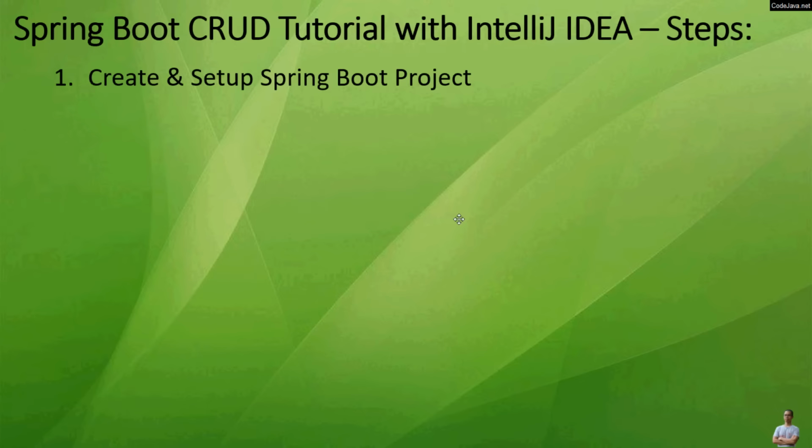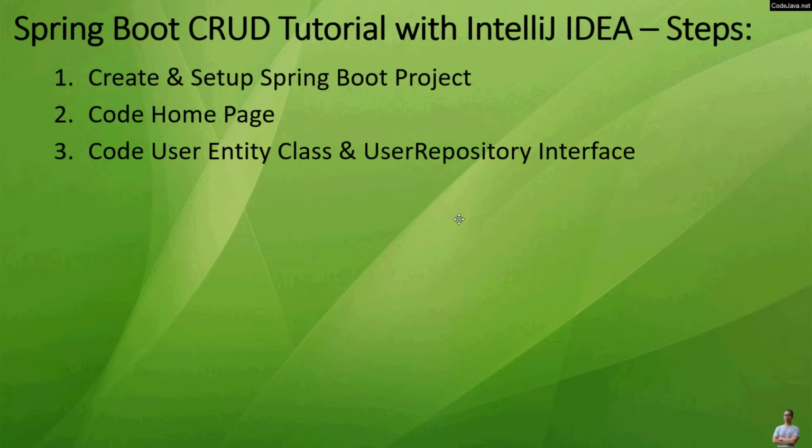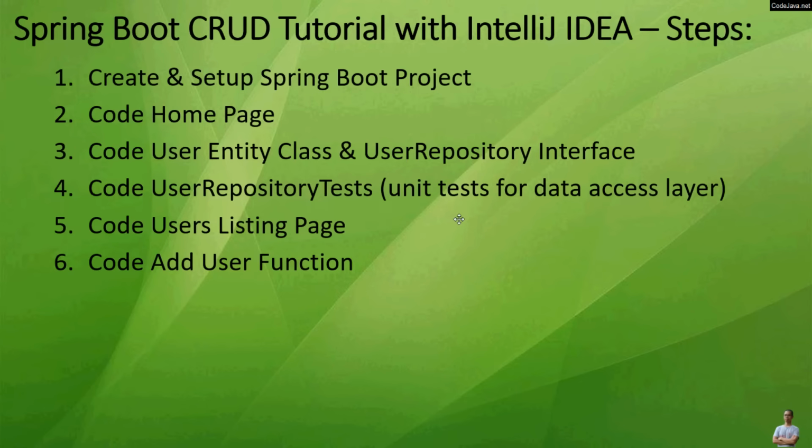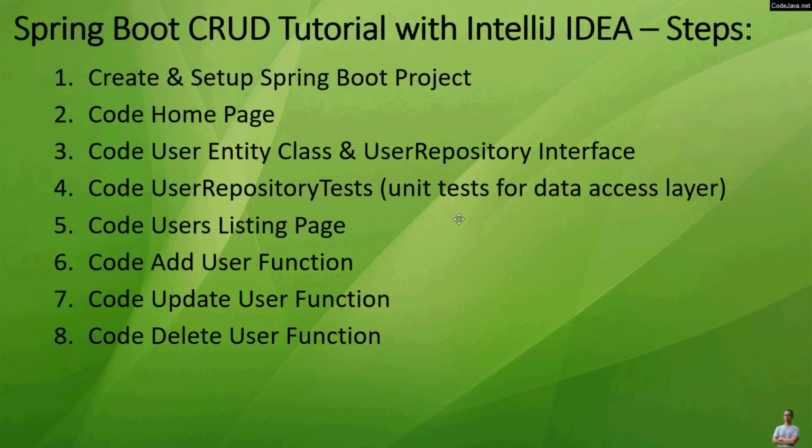And here are the steps which we need to follow. Firstly, we need to create and set up a Spring Boot project, and then code the home page, and then code the user entity class and user repository interface, and then code unit tests for the data access layer, and then code the user listing page, and then code the add user function, and then code the update user function, and finally code the delete user function.